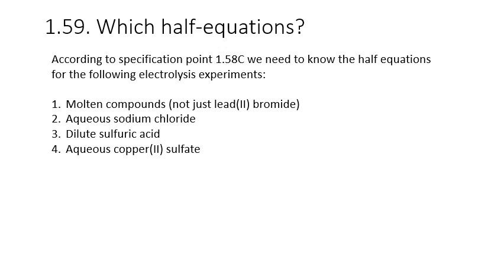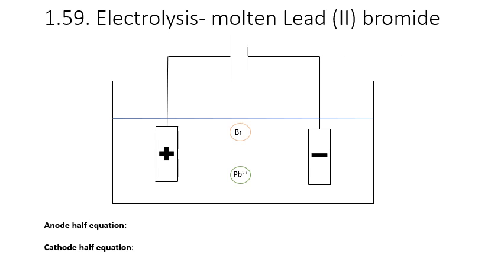So looking at point 1.58C, we need to be able to write half equations for the following experiments. So for any molten ionic compound, okay, so not just lead bromide, and then for aqueous sodium chloride, dilute sulfuric acid, and aqueous copper sulfate. So we'll do those one by one, and you'll see that it's really quite easy. So we'll start with the simplest one, the electrolysis of molten lead bromide.